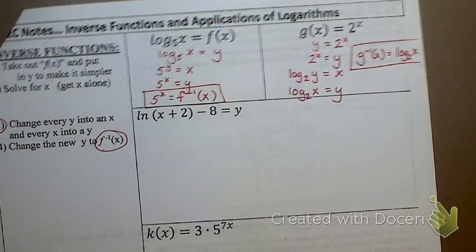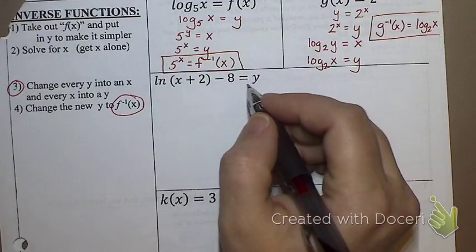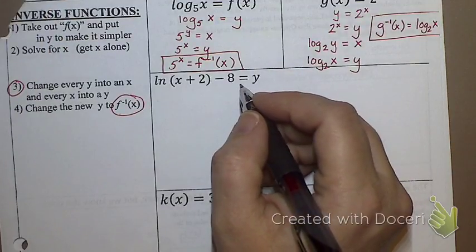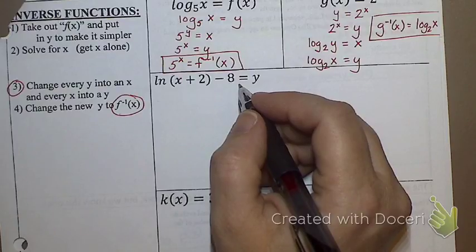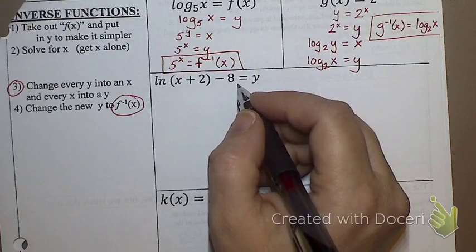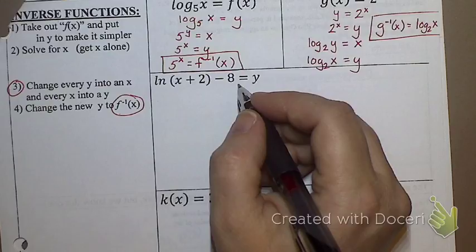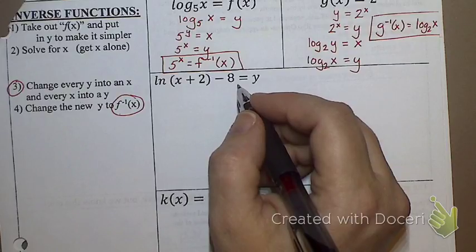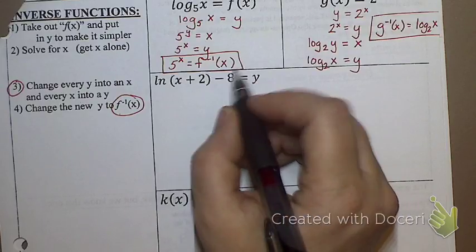Good answer. All right, let's try the next one. Find the inverse. First step is take out f of x and put in y. Well, do I have f of x in this problem? No, I have y. Okay, so step 1's done. Step 2, solve for x. Get x by itself. What do you think I should do first to get x by itself? Add 8.